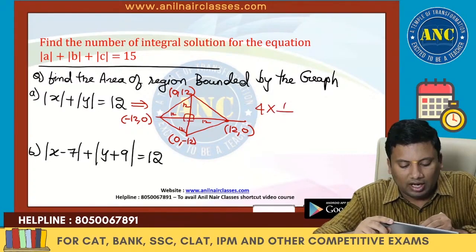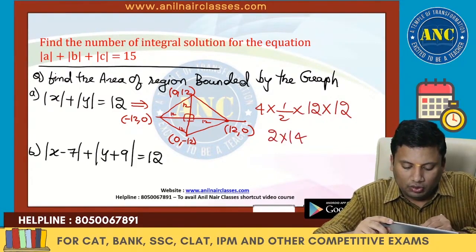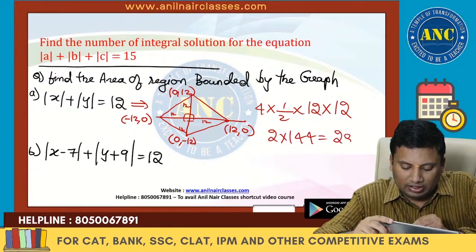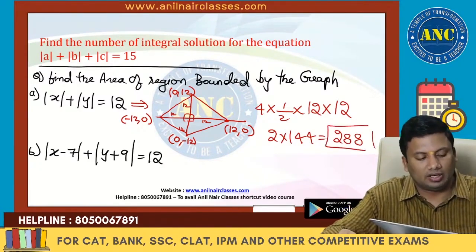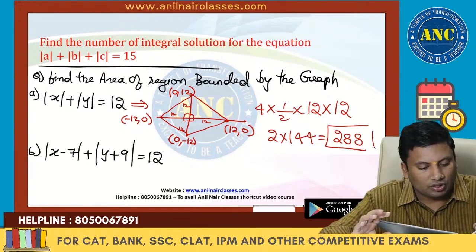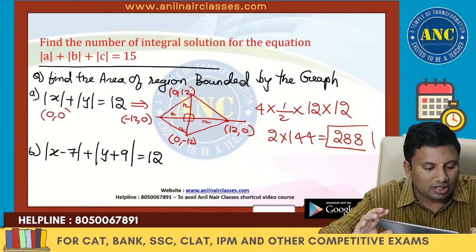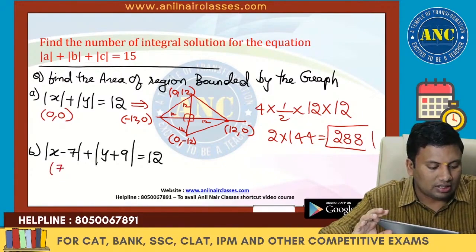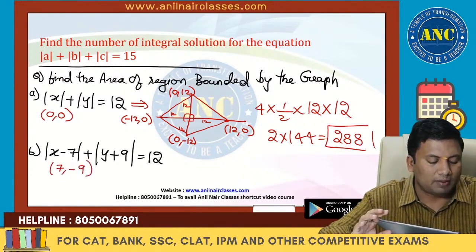4 into half into base, which is 12, into height, which is 12. So it is 2 into 144. The answer is 288 square units. I hope it is clear. The first graph is centered at the point 0 comma 0, and this one at the point 7 comma minus 9.